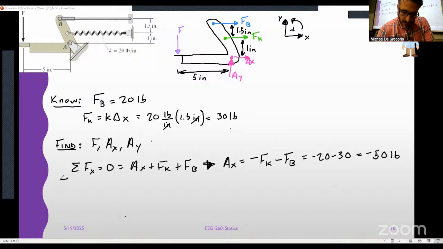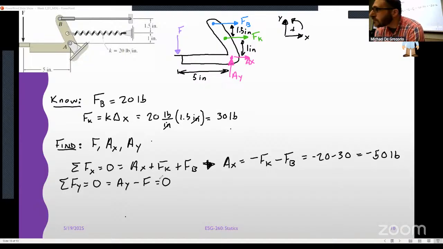Next one, sum the forces in the y direction, set that equal to 0. You get AY minus F equals 0. That's going to be a problem because I don't know either of those things, but I do know that that means that AY is equal to that force, so that's cool. We'll leave that for a second.